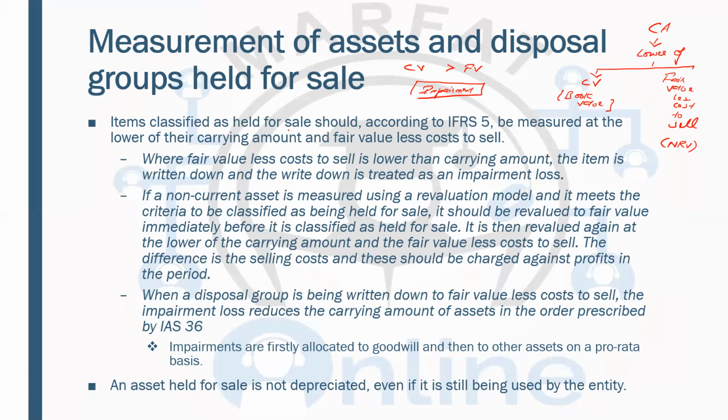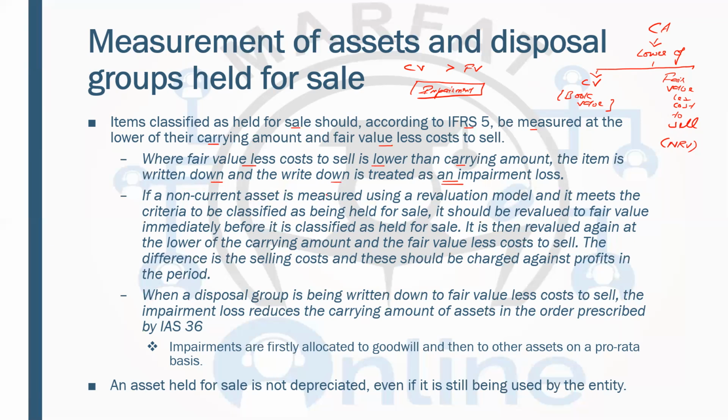Items classified as held for sale should, according to IFRS 5, be measured at the lower of their carrying amount and the fair value less cost to sell. This is what I've written on the top right side. Where the fair value less cost to sell is lower than the carrying amount, the item is written down, and the write-down is treated as an impairment loss, which I have discussed over here, if the carrying value is more than the fair value or the fair value is less than the carrying value.